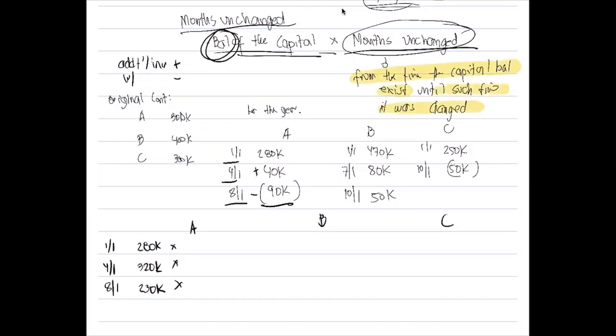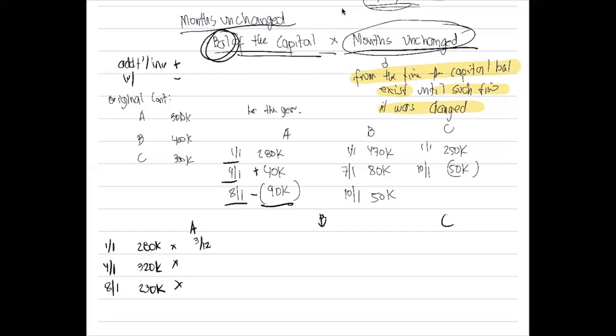So here we have January 1, it existed until April 1. Kailan siya nagbago? April 1. So January 1, nag-exist siya, nagbago nung April 1. So you count from January 1 to April 1. January, February, March. 3 months lang. Diba? So this is 3 over 12.